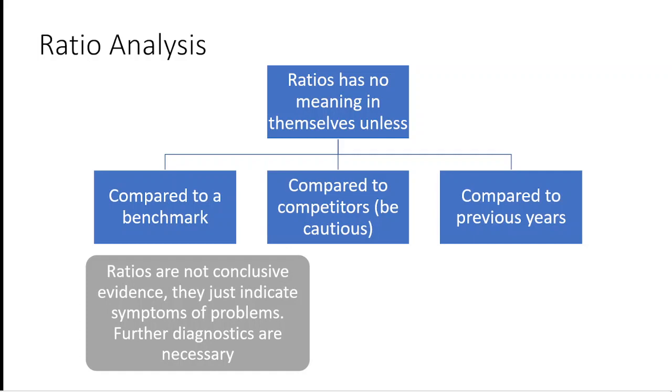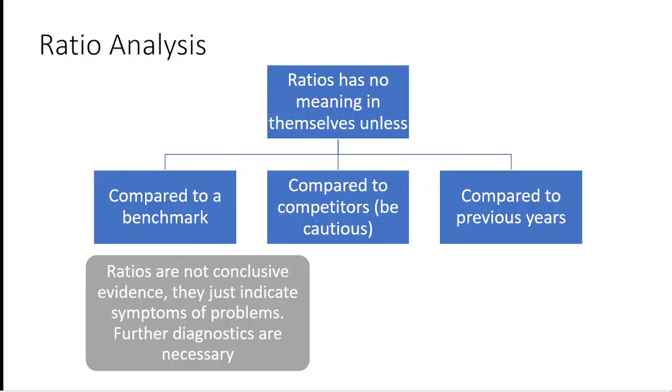Another thing that we have to remember is ratios are not conclusive evidence. They are just indicative of symptoms. If you are sick and you go to a doctor, the doctor will measure your temperature. The temperature is not the problem. The temperature is only an indicator. In a similar way, a ratio is an indicator. The doctor may say you have 104 degrees of temperature. That's a ratio. That's a number that is going to tell you you have a problem. But what is the problem? You have to have further diagnostics.